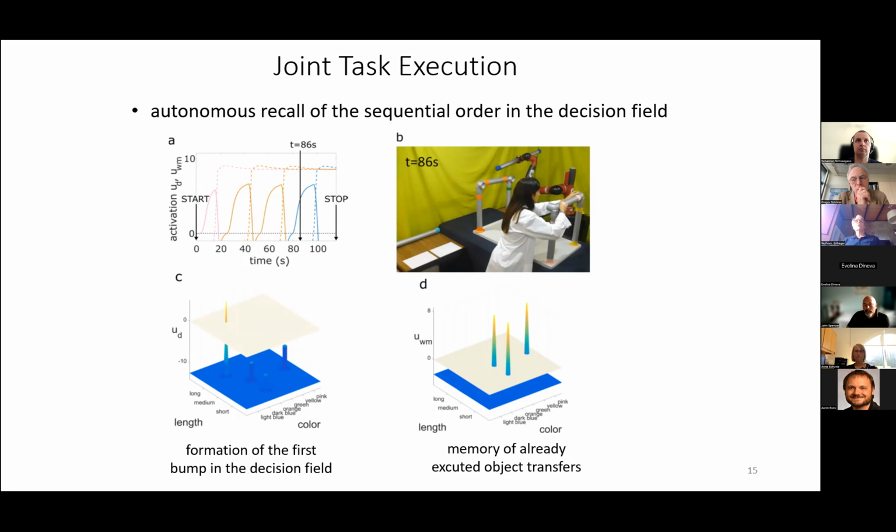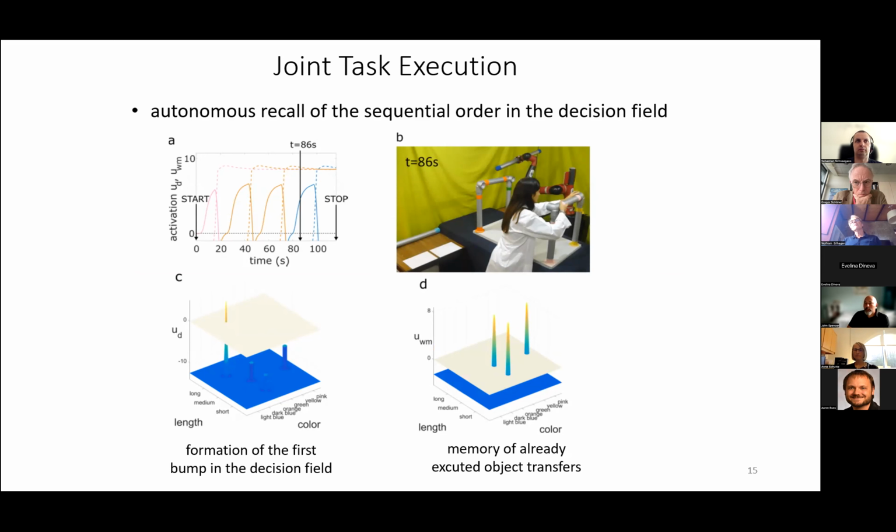You can autonomously recall the sequential order in the decision field, first observing, so a fast encoding, and then an autonomous recall of the correct order. Now, this example shows that the robot is proactively handing over. So it holds it out when the user is still mounting another object.